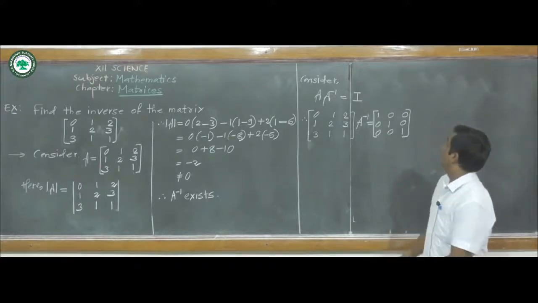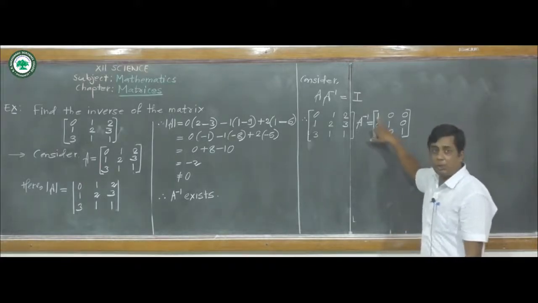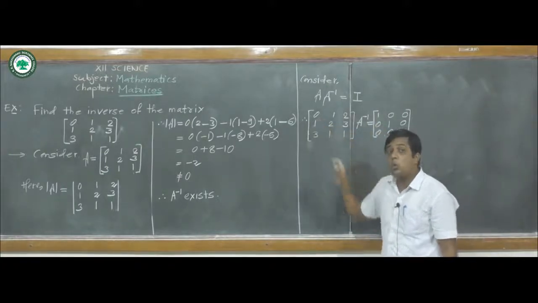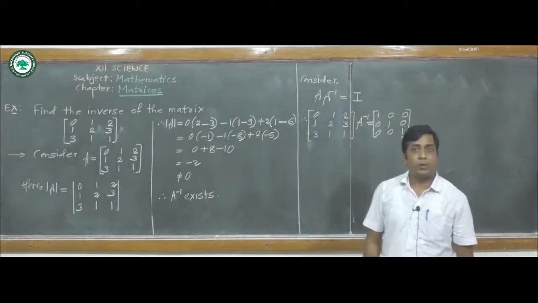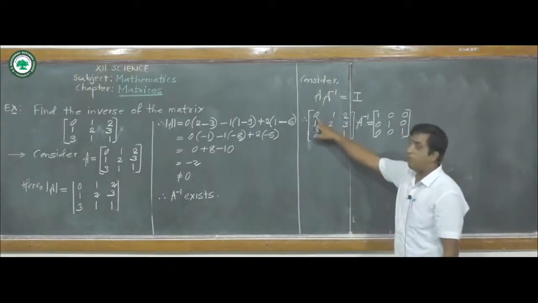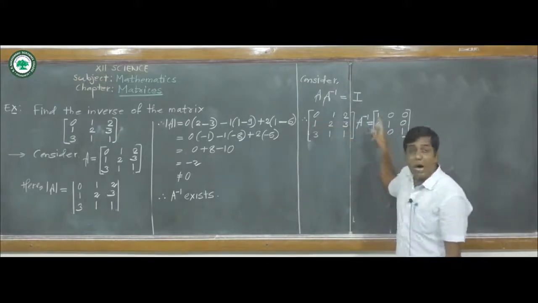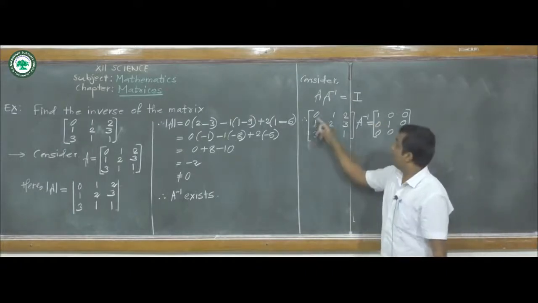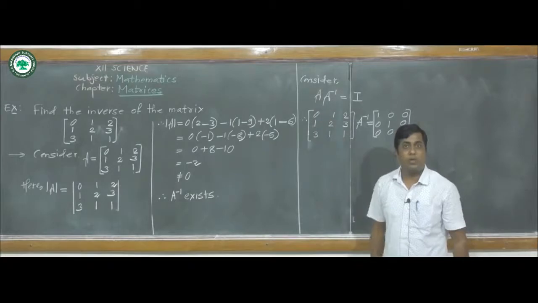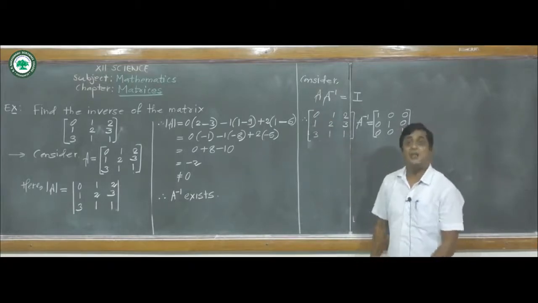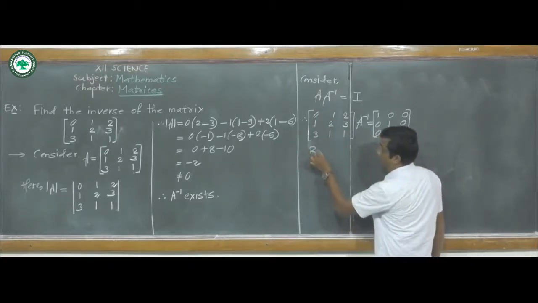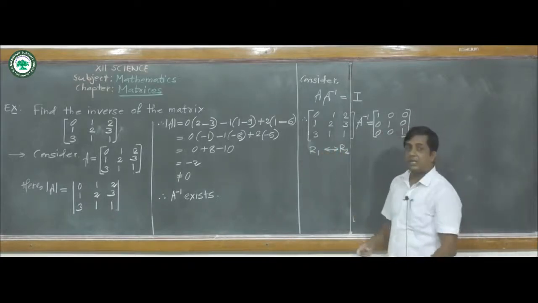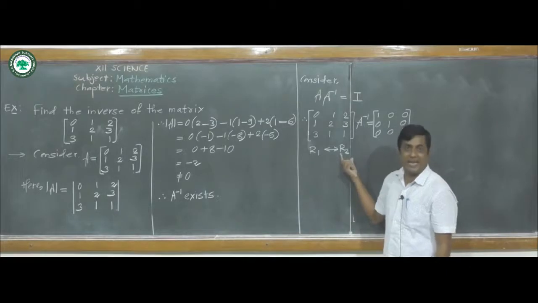Now for the first position we want 1, so we have to reduce this 0 to 1. We have to put 1 in the position of 0, and to make this we interchange our first and second rows. So R1 interchange R2, that is we interchange row first with row second.